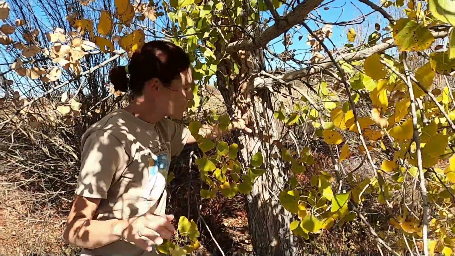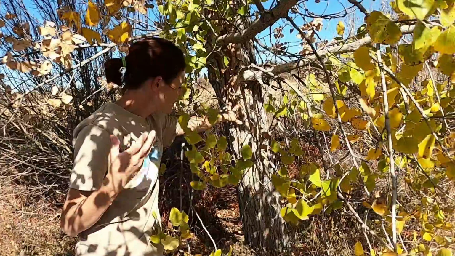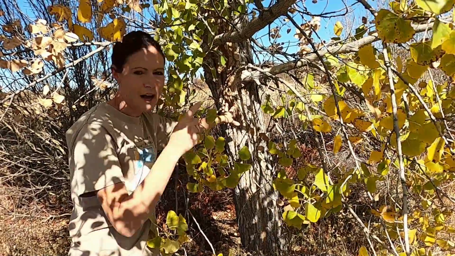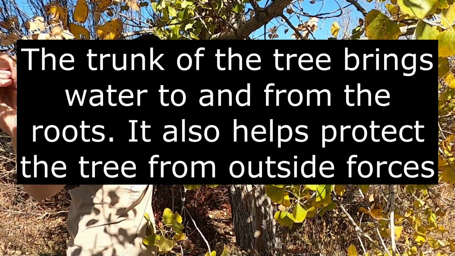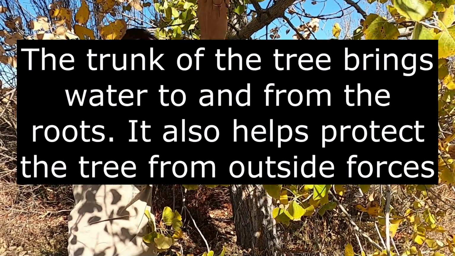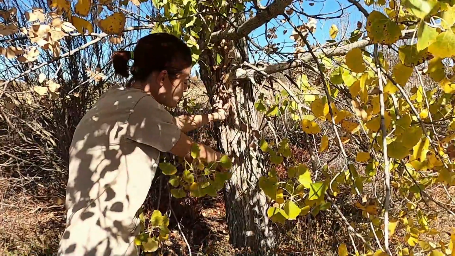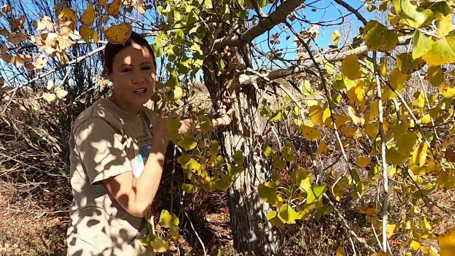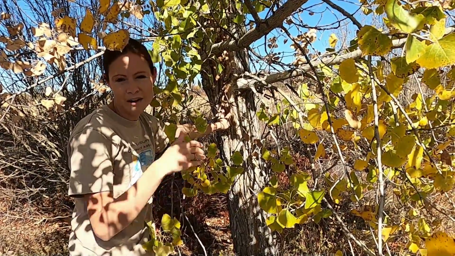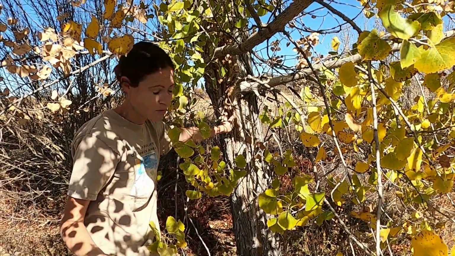Now, the trunk of the tree is very important because that actually helps to bring water up and down the tree. So remember, the water enters in through the leaves, goes down through the branches, and down through the trunk, and eventually into the roots. And so the trunk actually helps bring water up and down the tree for photosynthesis to work.